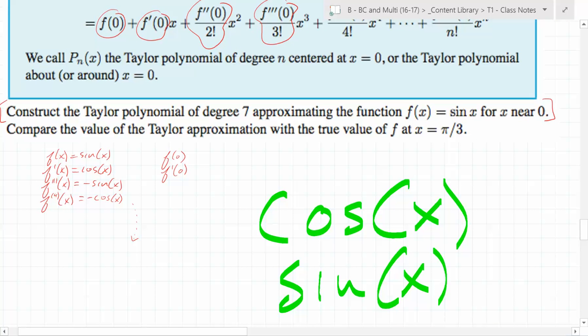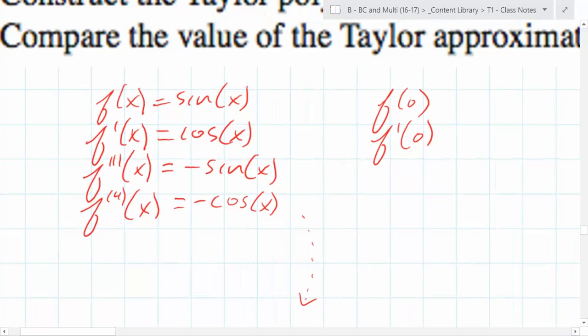What's the degree? 7. So how many derivatives do you need to find? 7. You need to find 7 derivatives here. First, second, third, fourth, fifth, sixth, and 7. So you're doing this all the way until you get x to the seventh power. Is it really easy to get the derivatives wrong? Even when they're easy like this, so when I did this out, for example, I started skipping things.